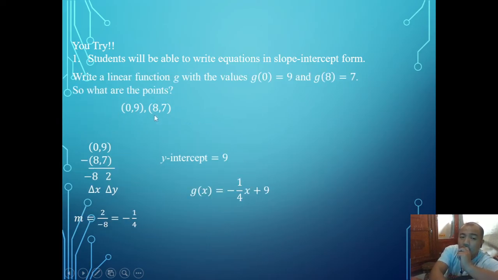Another: (0, 9) and (8, 7). 9 is the y-intercept. (0, 9) kasi. Passes through (8, 7) also. So, to find the slope, 9 minus 7, 2, over 0 minus 8, 2 over negative... Wait. Sorry.